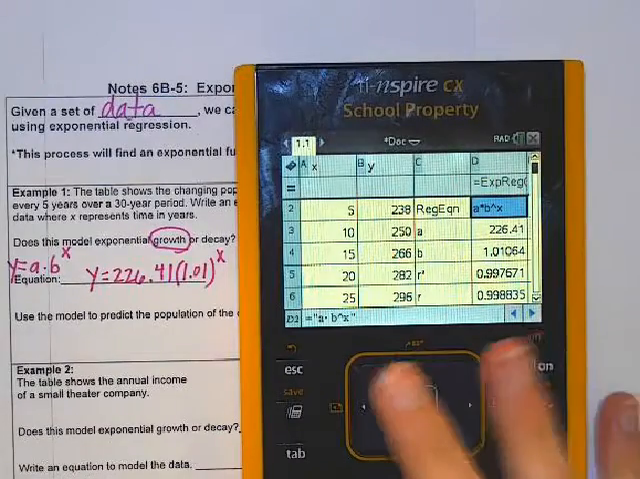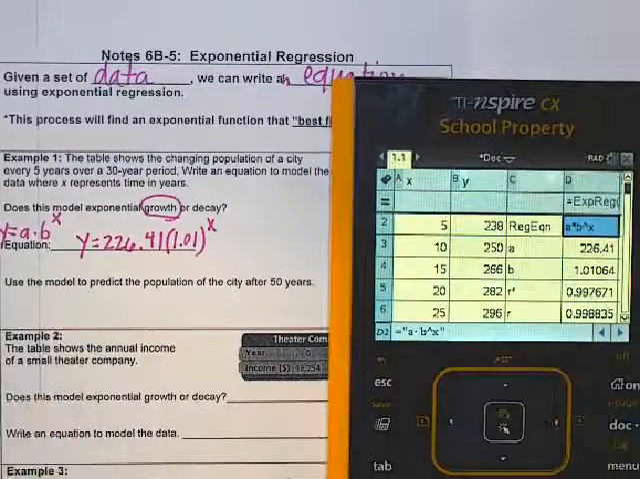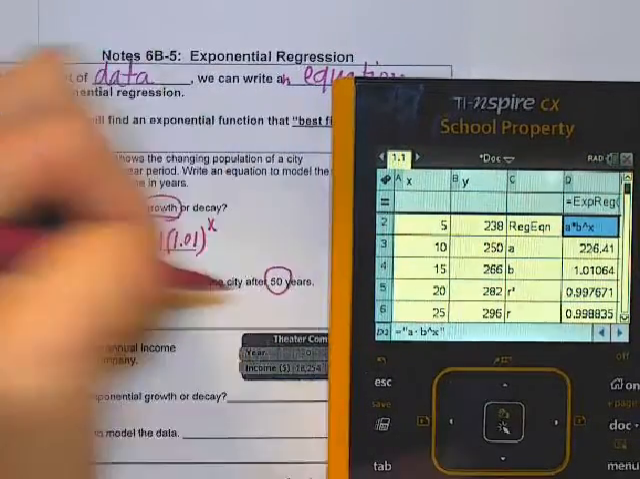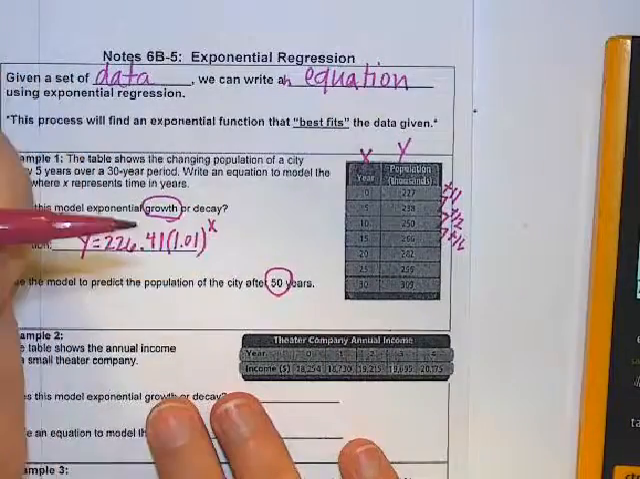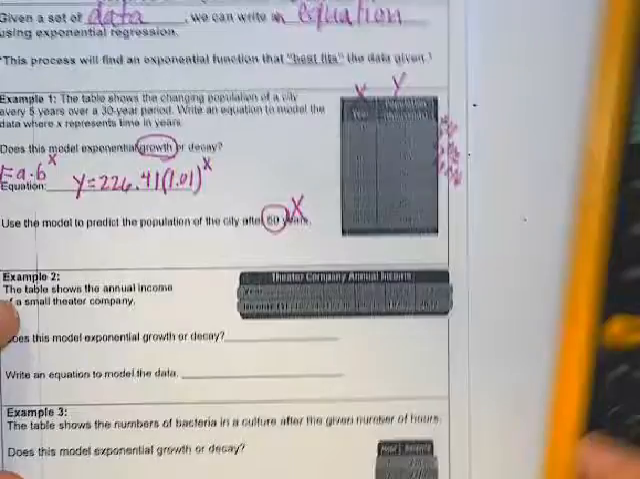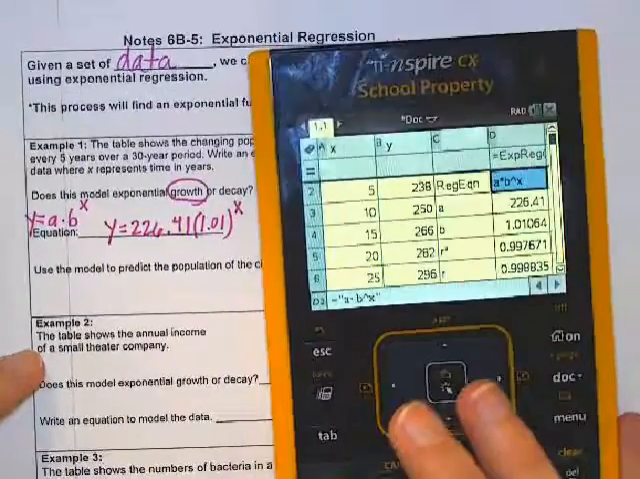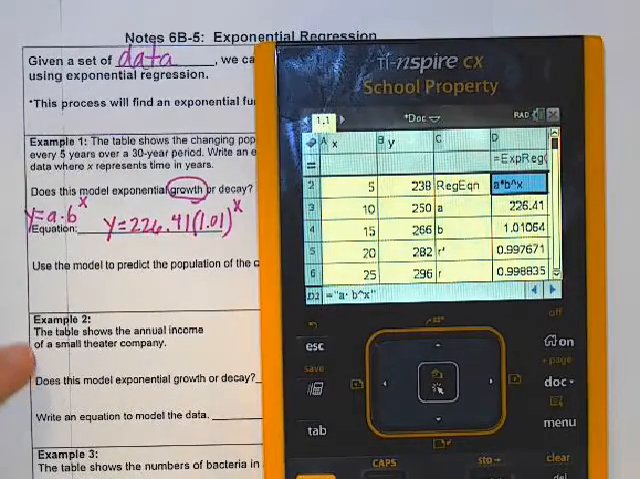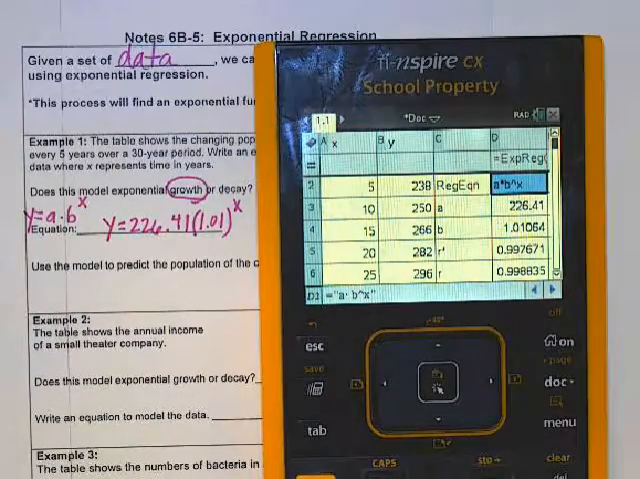Okay. Now, it says use the model to predict the population of a city after how many years? 50. So years represents what letter? X or Y? X. Okay. So what's one way you could do this? Plug it in. For the what? So I could put the 50 where? In the X spot. Now here's another way you could do this.